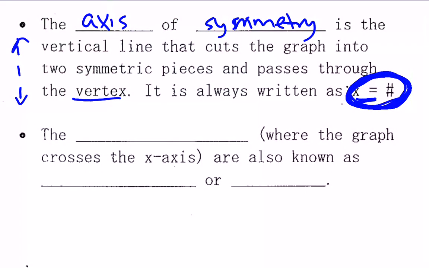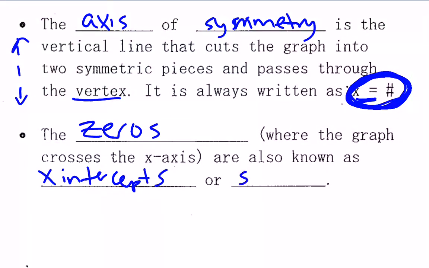And finally, the zeros, remember that word, are where the graph crosses the x-axis. They're also known as x-intercepts or solutions or roots. Any of those words mean the same thing when we're talking about quadratics.